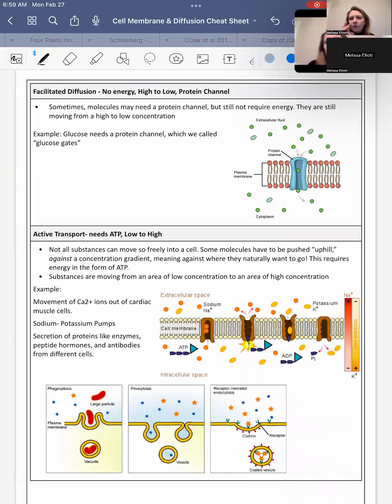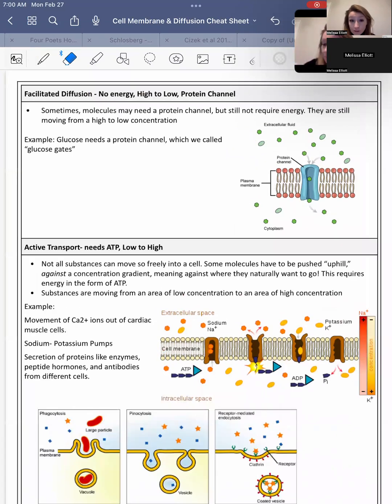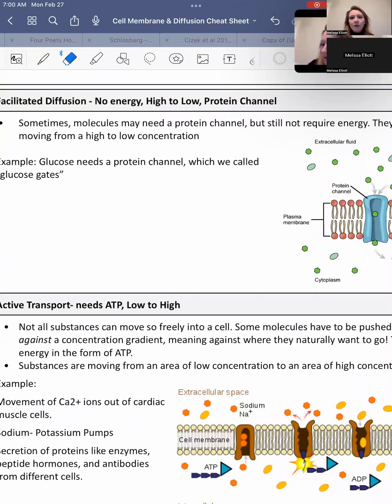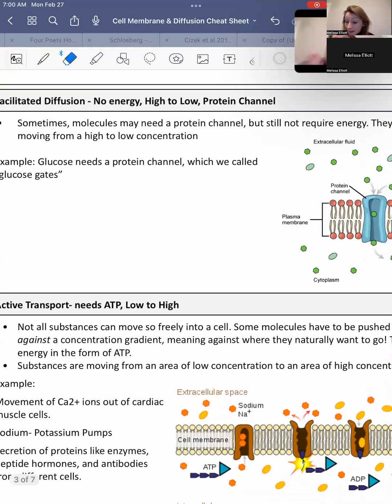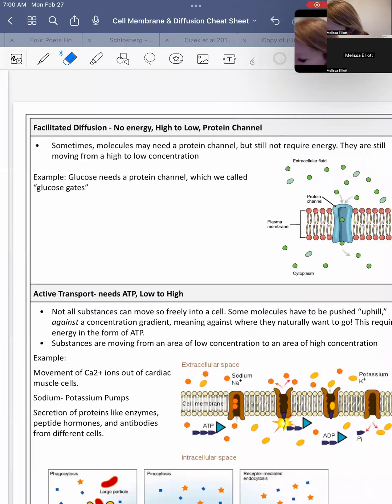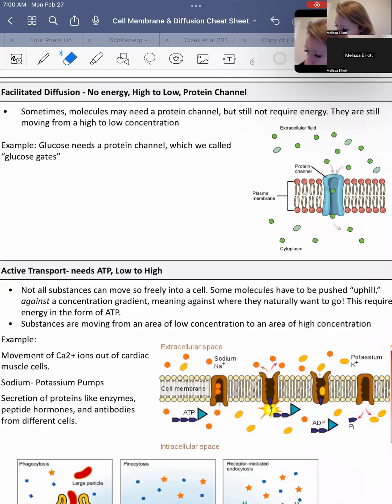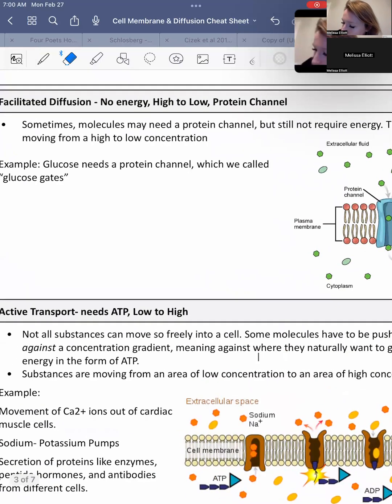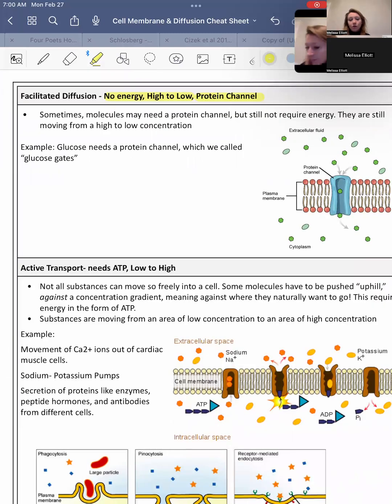Now let's talk about something called facilitated diffusion. We haven't used this word before, but it's very simple. It's just diffusion, except we need a protein channel, right? Sometimes molecules just need a protein channel to be able to get in, and so this is still diffusion. I put this up here: no energy, high to low, protein channel. Same thing as diffusion, no energy, high concentration to low concentration, there's just a protein channel here.